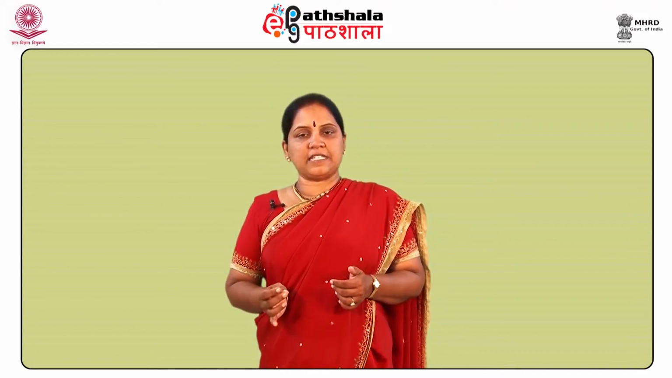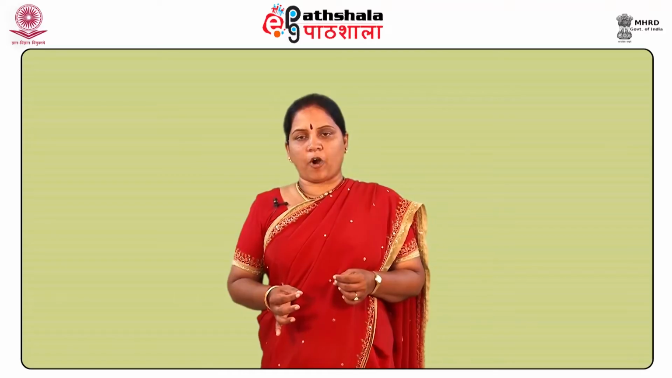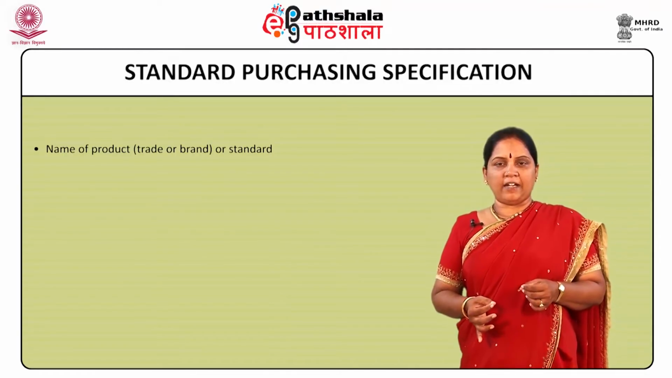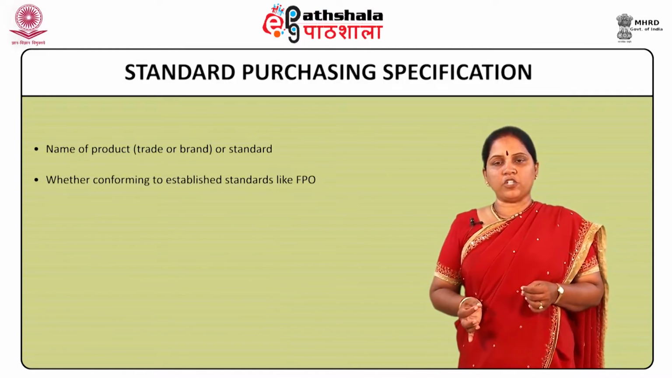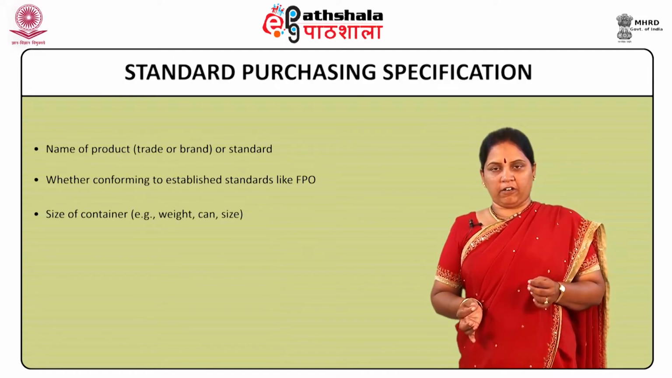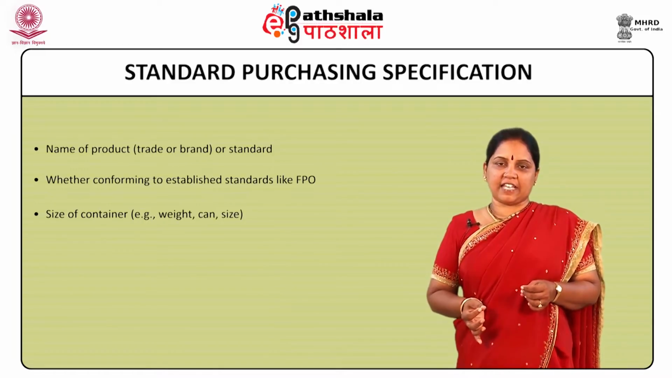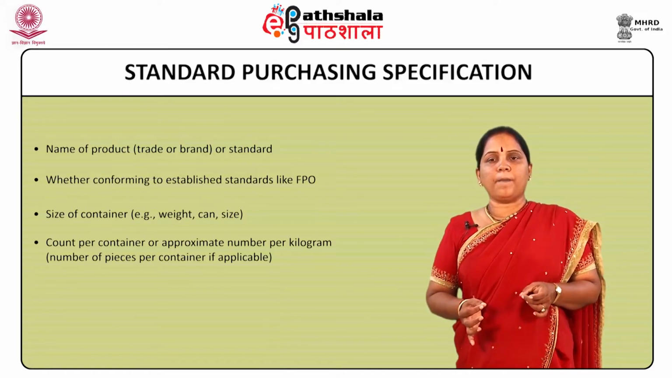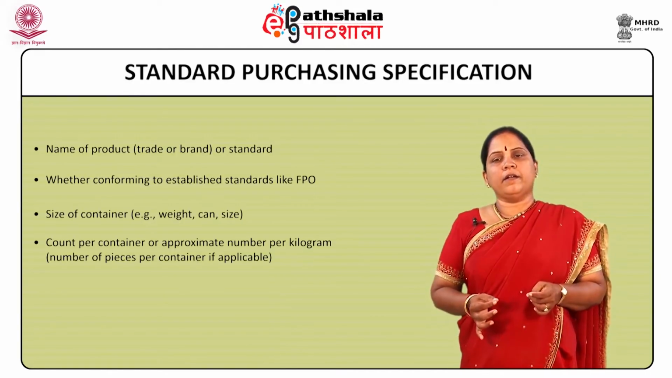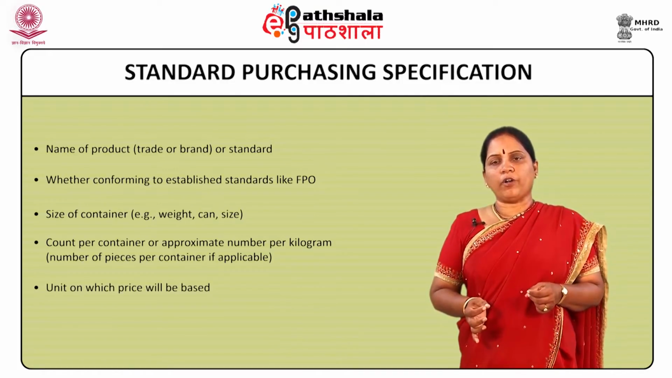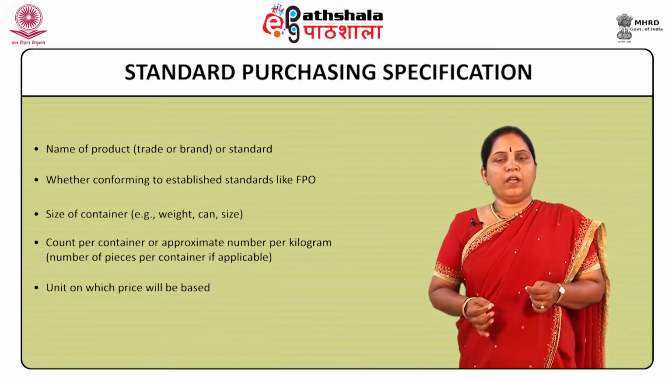All standard purchasing specifications for food products should include the following information: name of product, either trade or brand name, whether conforming to established standards like FPO, size of container, for example weight, can size, count per container or approximate number per kilogram, for example number of pieces per container if applicable, unit on which price will be based.